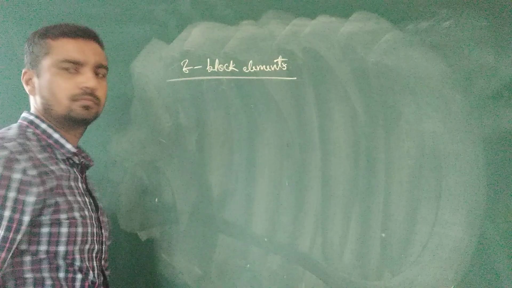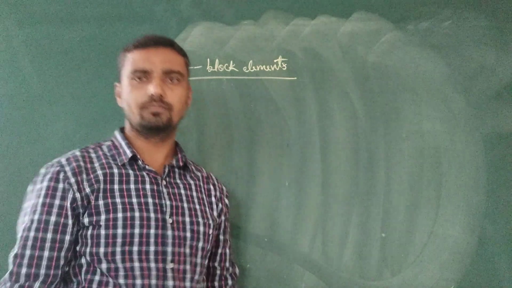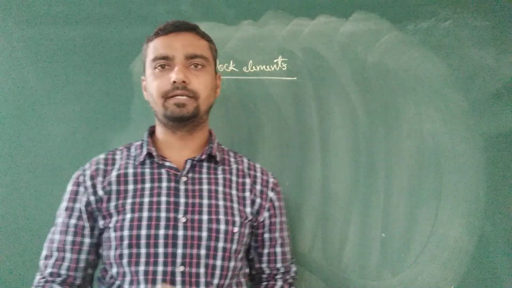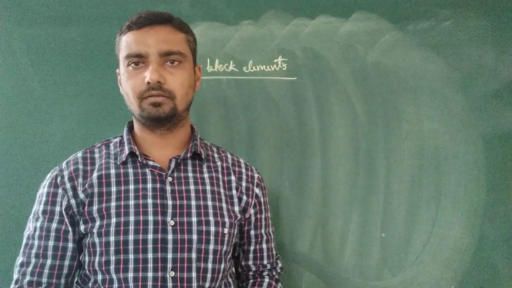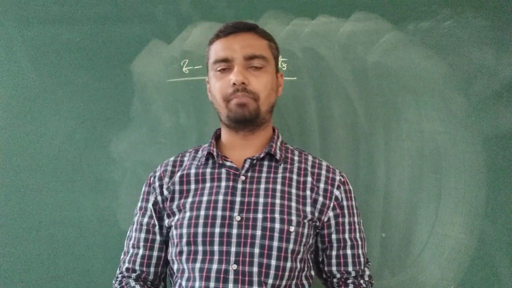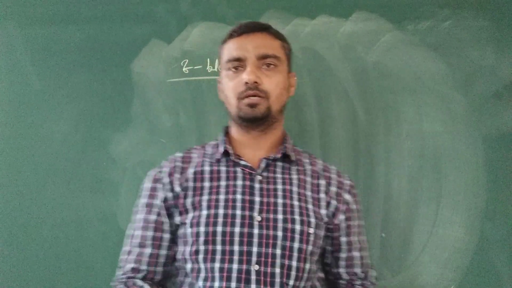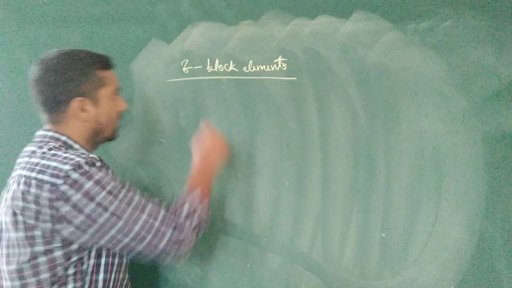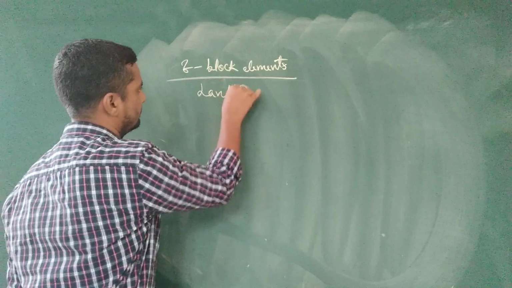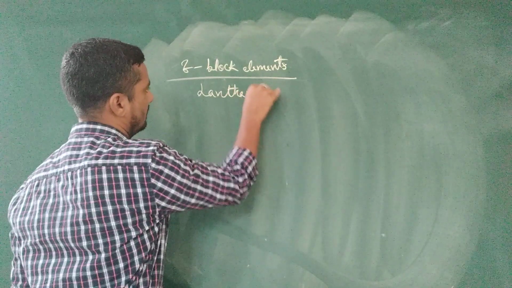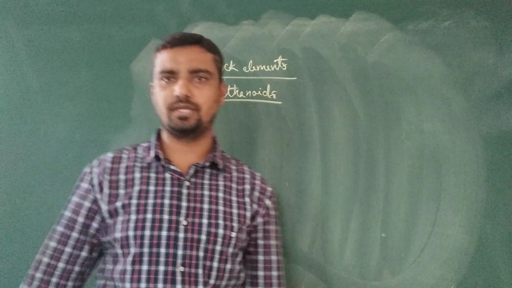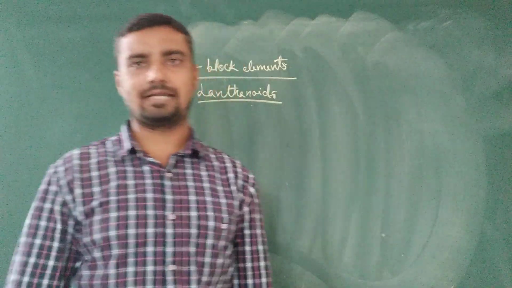In the F block, the last electron, or the differentiating electron, enters the F orbital of the valence shell. That is why these elements are placed in the F block. The first row is called the lanthanides. There are two series, the lanthanide series and the actinide series.